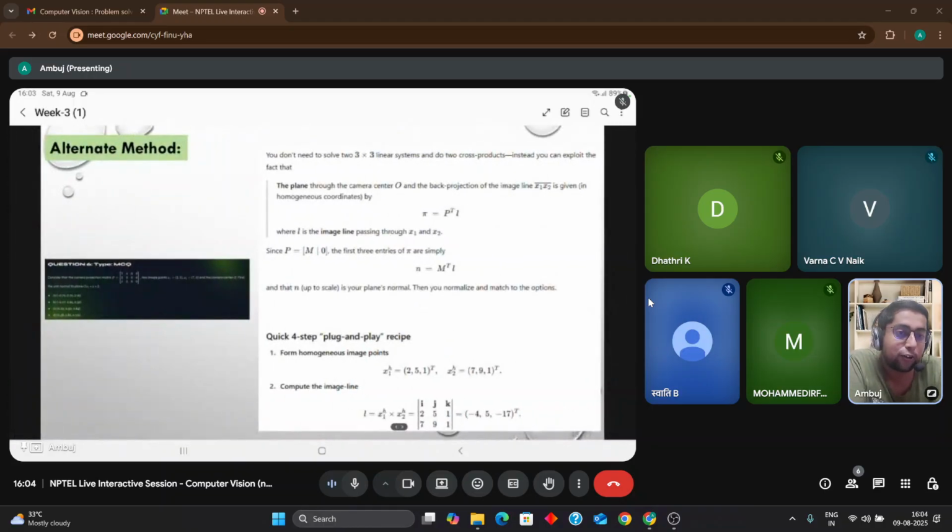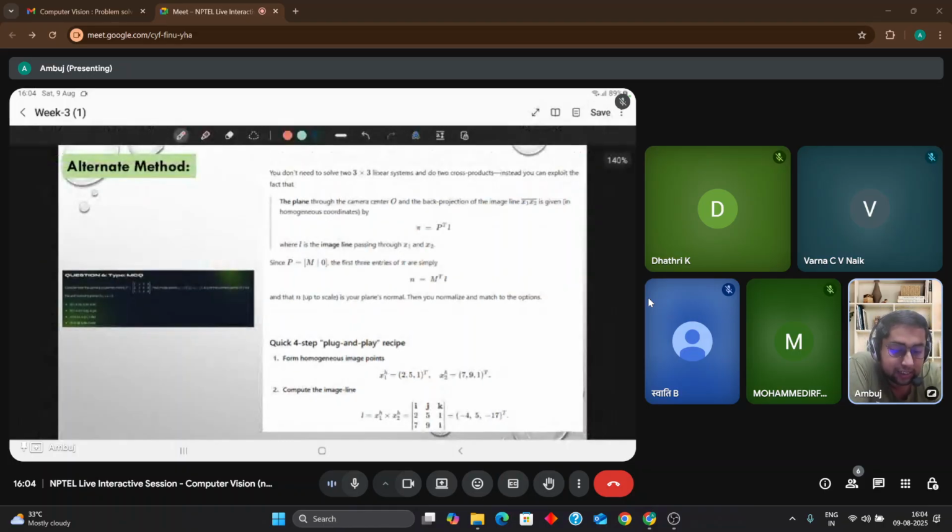Alternate method: you need not solve this entire 3 by 3 linear system, setting U as 1, V as 0, W as 1, calculating the normal vector, then calculating the modulus, then calculating everything's inverse. Every step is involved. That is 6 different steps. If you want to skip them, you need a shortcut. What is the shortcut? You need not solve this entire 3 by 3 linear system.